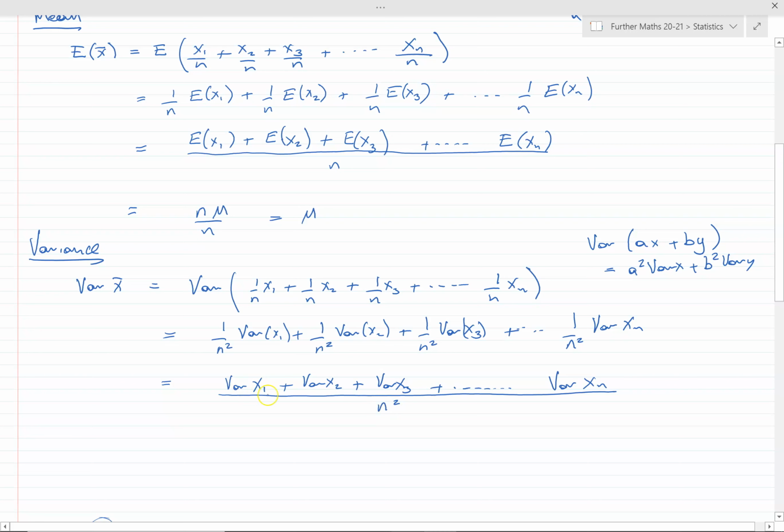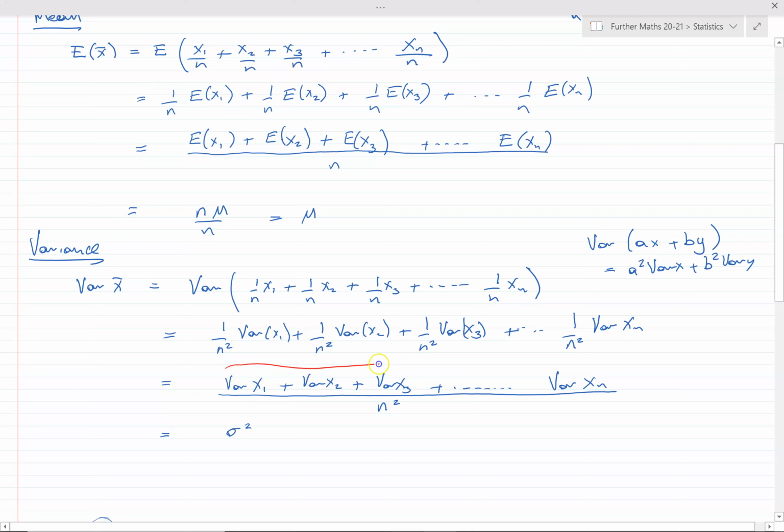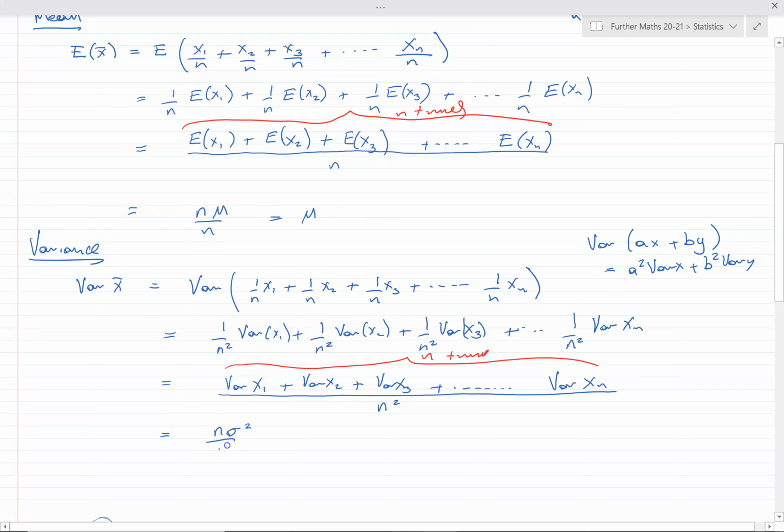Now the variance, again, x1, x2, x3 all have the same distribution as the original normal distribution. So that's like sigma squared all the way along. But we've got n lots of these. We've got n times. I'll write that on both of these. So we have n sigma squared over n squared, so that equals sigma squared over n.